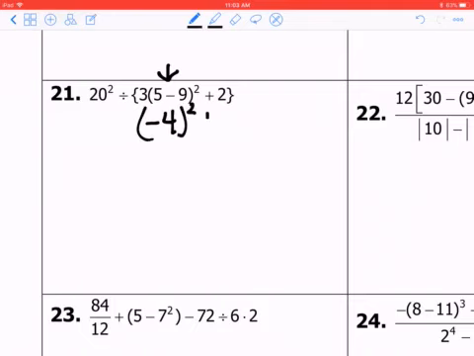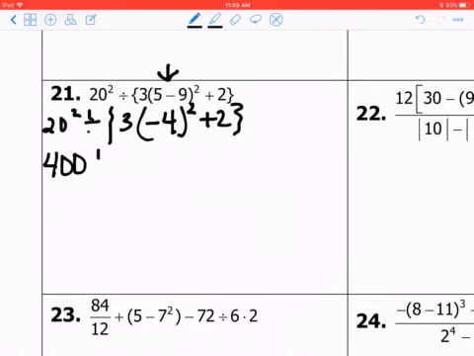I'll square it. I'll put the plus 2 back here. There's my little squiggly. There's my 3. There's my other squiggly. There's my 20 squared and my division. Okay, 20 squared is 400. There's the division sign that I'm really bad at drawing, apparently. Okay, got the squiggly. 4 squared is 16. So I'll have 3 times 16 plus 2.